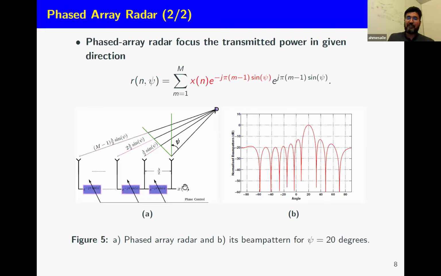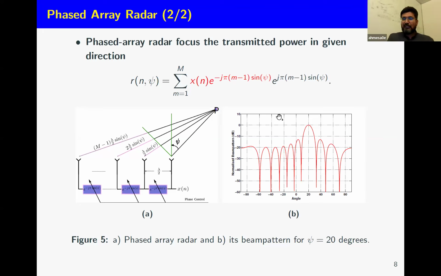In the phased array radar, we have X of n, and from the second antenna, we know there will be some phase shift. What I do here is add or subtract the phase corresponding to that shift. Then what will happen is that at P, all the waveforms from different antennas reach at the same time, or in phase.